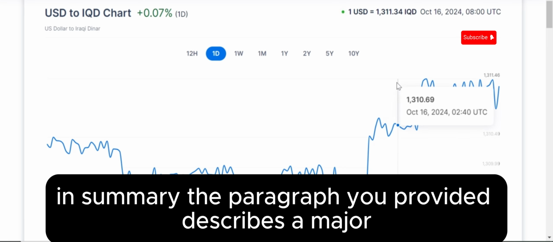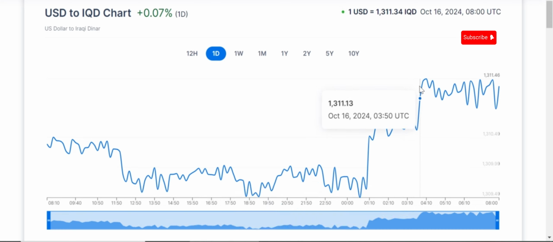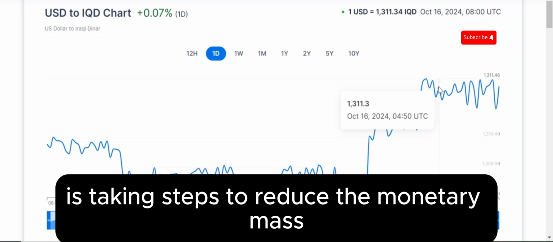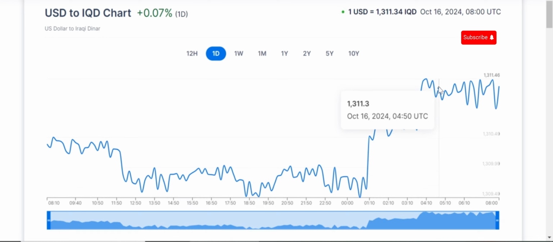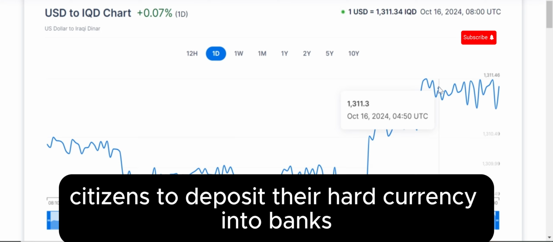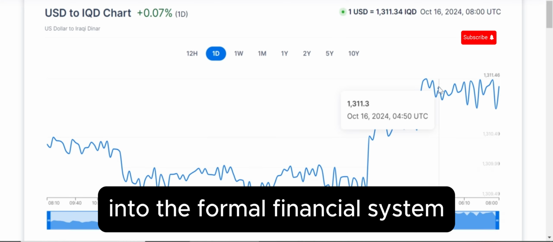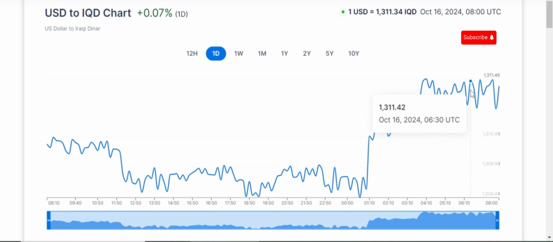In summary, the paragraph you provided describes a major monetary reform initiative in which the central bank, likely the Central Bank of Iraq, is taking steps to reduce the monetary mass and implement the project to delete the zeros. By encouraging citizens to deposit their hard currency into banks, the central bank is working to bring more money into the formal financial system, making it easier to control the supply of money and shrink the monetary mass.